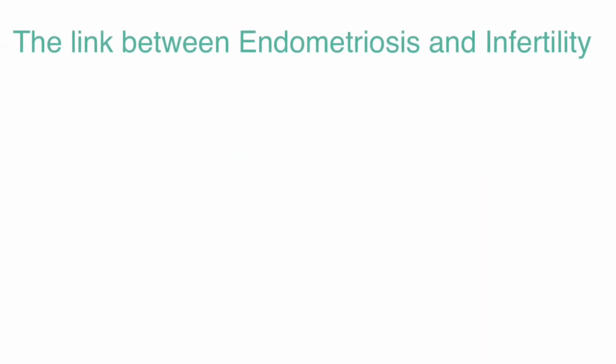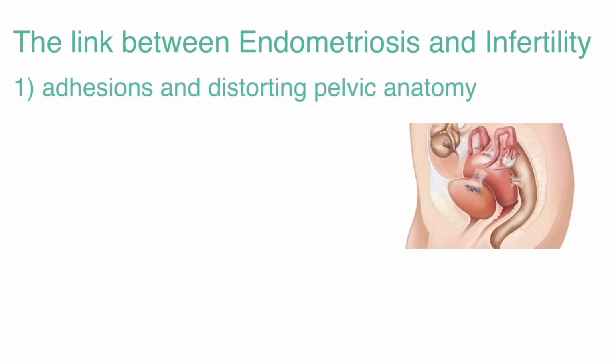Endometriosis is thought to be associated with infertility by a few different mechanisms. 1. Potentially causing adhesions and distorting pelvic anatomy, and this can impair the release of the egg from the ovary. It can inhibit the egg's ability to be picked up by the tube. It can inhibit transport through the tube, and endometriosis can also result in tubal blockage.